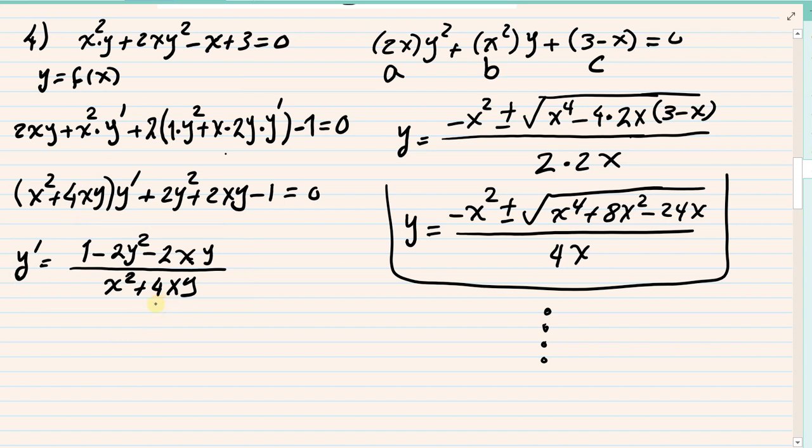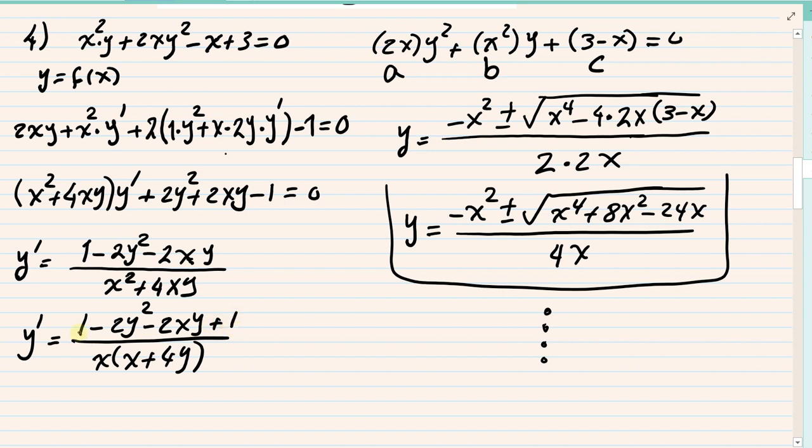And also, if you want, we can actually factor. Let's factor the denominator, so it's going to be x times x plus 4y, 1 minus 2y squared negative 2xy. Even that we can write in descending powers of y. How about this? We can write it like that if you wanted to. There. So this would be like a polynomial in y squared. Or in just y, not in y squared, in variable y. And there you go. So we're done with this example.